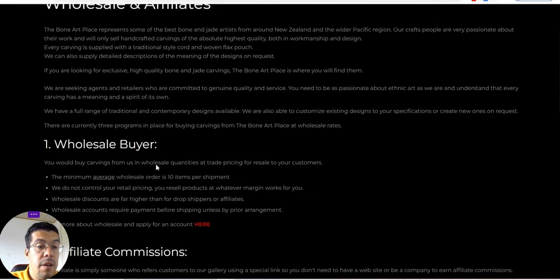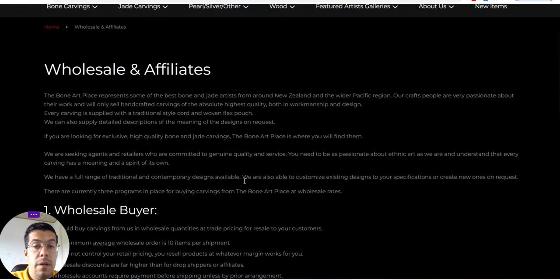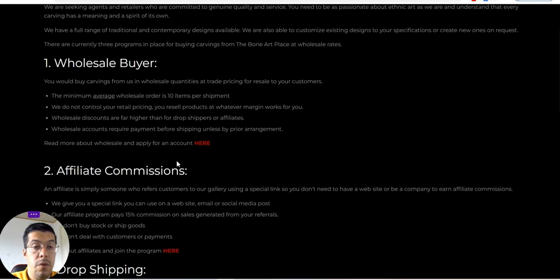You can see here that they explain to you exactly how they work. Wholesale buyer, you would buy carbon from us in wholesale quantity at trade pricing for resale to your customers. There is a minimum order of 10 items. And they don't control the retail price, so it's up to you how much you put, so you can earn a lot.